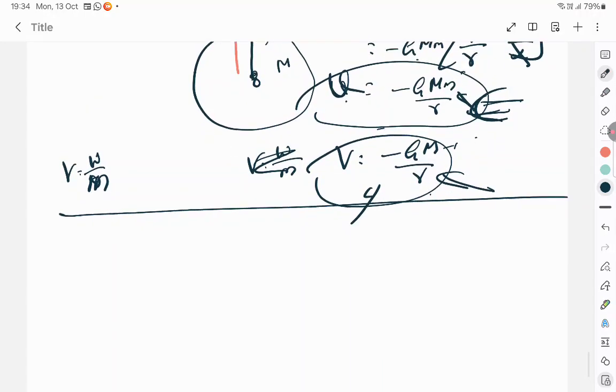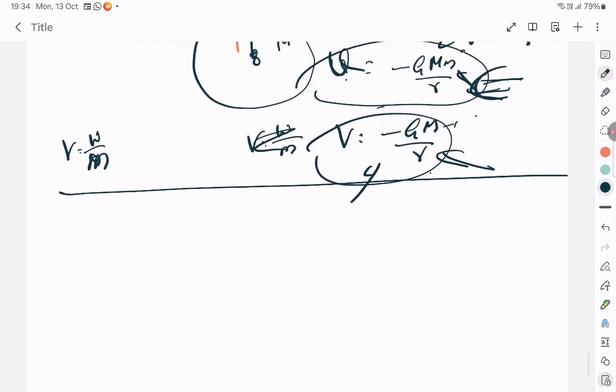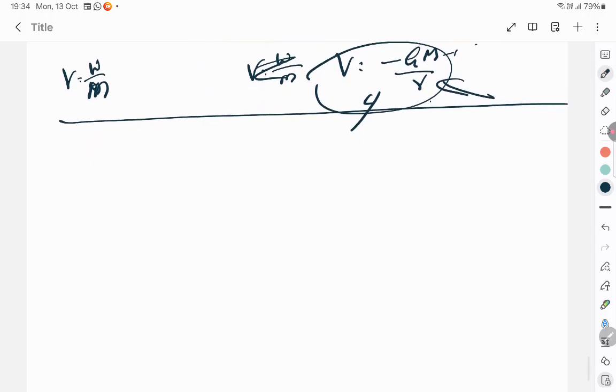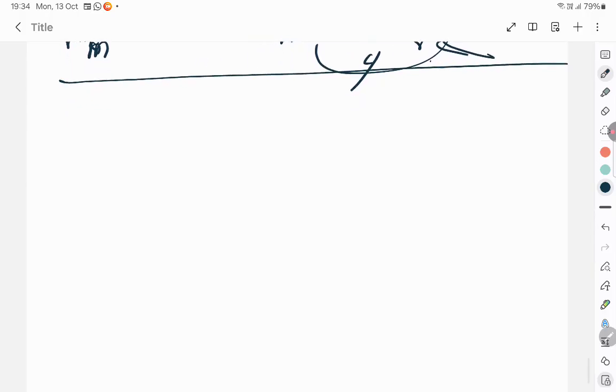So that's about potential energy. Next, therefore, you know the potential's formula is GM by R. Potential energy's formula is G capital M small m by R. Okay, now next is about escape velocity.